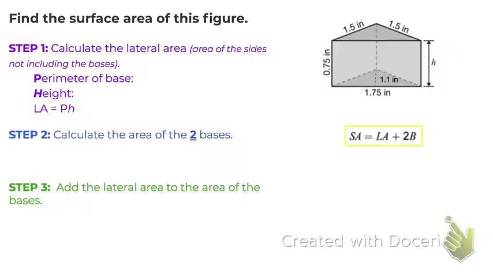Here we're asked to find the surface area of this figure. So this figure has two bases that are identical. They're triangles. Look at that top triangle and the bottom triangle. And then there's three sides, and those three sides are rectangles.